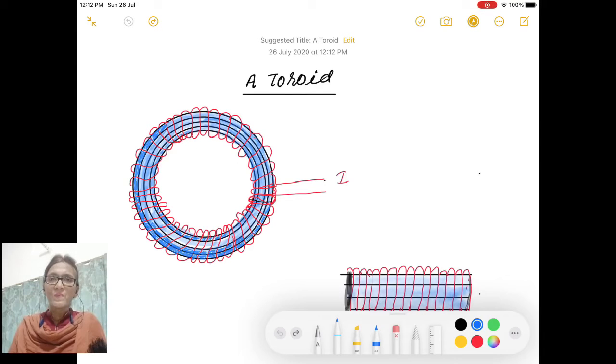Hi, so today we are going to learn about the toroid. A toroid produces a magnetic field. It gives a uniform magnetic field which is used in many devices.